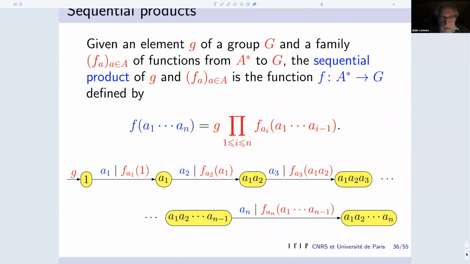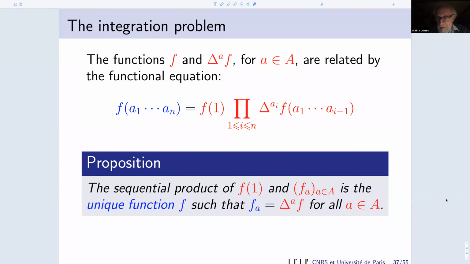So you mean it's a bit like the integral, which generates all polynomials in a way? Thank you for the question. Well, I have the next slide exactly. Yeah, okay, that's exactly this. So actually the sequential product is exactly what you say: if you know f of 1 and the derivative, there is a unique function f such that f of a is given by the sequential product. If you know the derivative, you can get f with a sequential product. That's exactly the integration problem. Okay, so that's what it is.